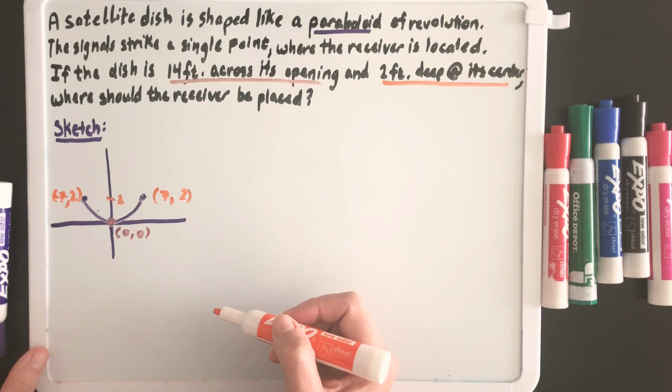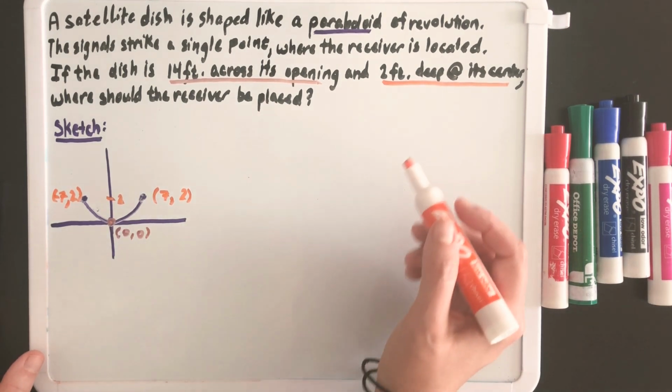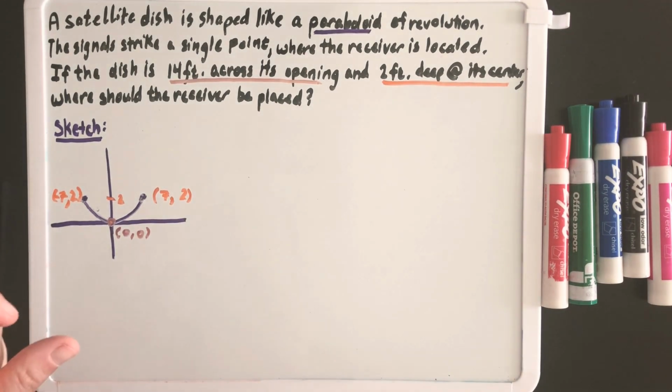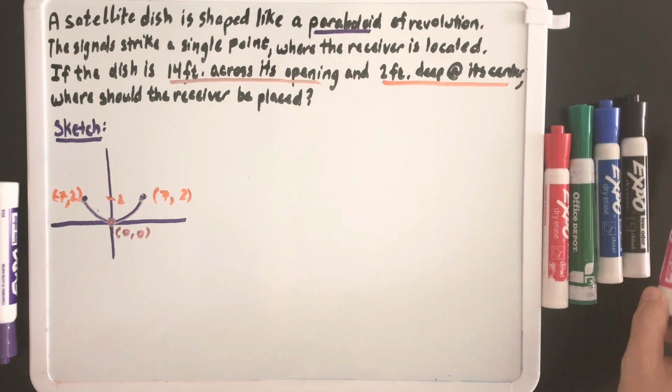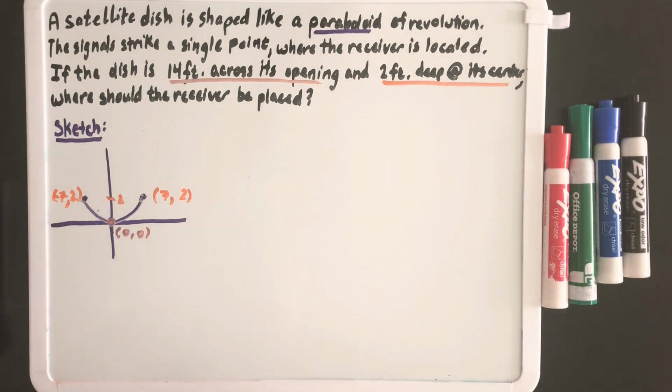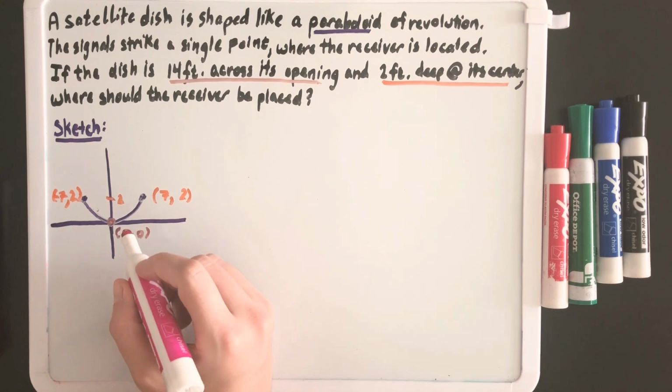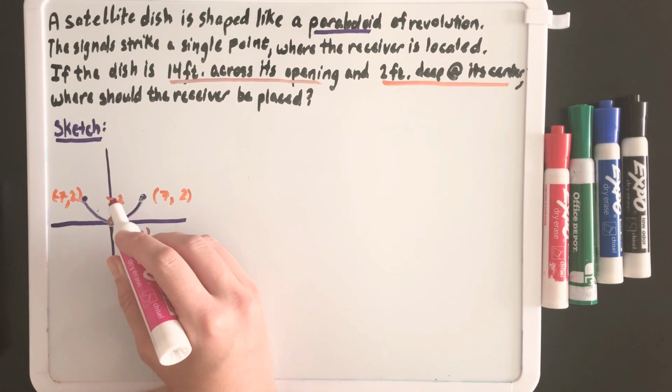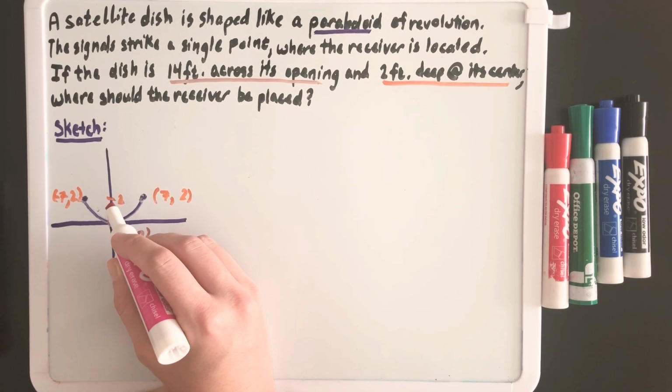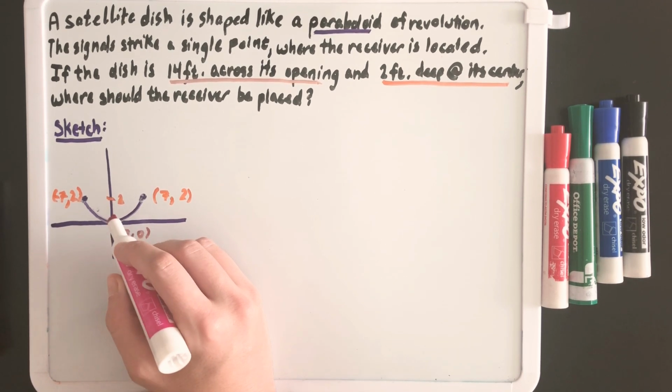Now, what can be confusing for students is that they might think they have the answer already. The question is, where should the receiver be placed? So if you are under the mistaken assumption, this is a common mistake a lot of students make, that by giving you the depth, somehow they've given you the focus here. If that was the focus, they'd have to tell you that. That would have been the answer then. You would have just said 2 feet from the base, right? But they didn't tell us that.